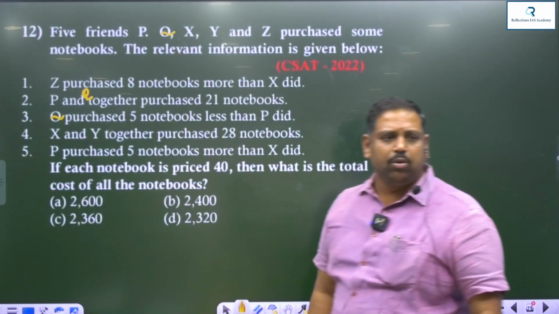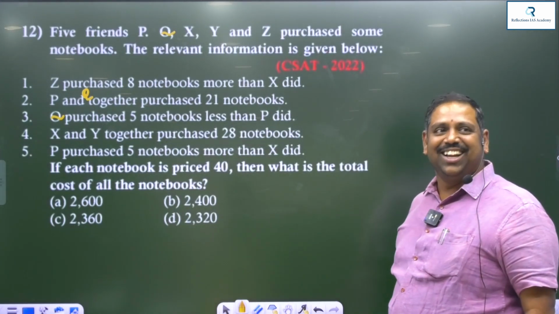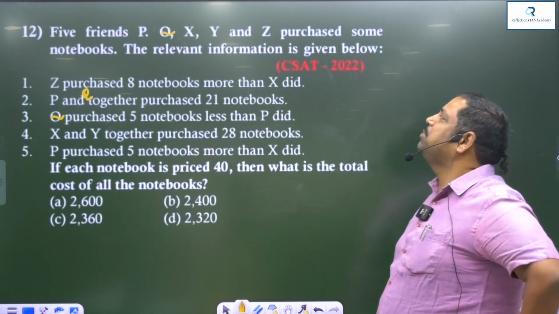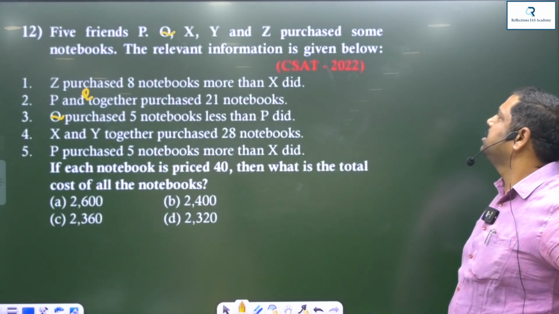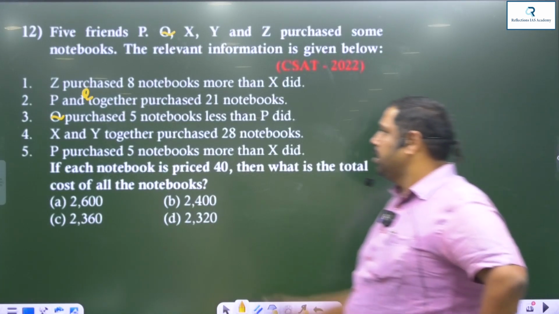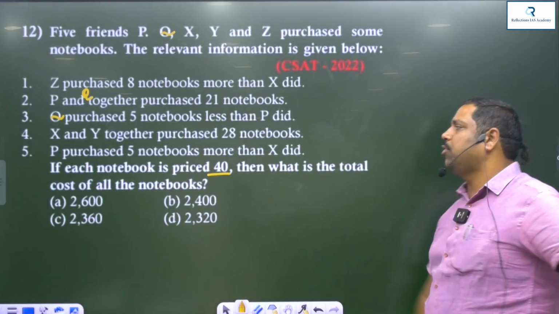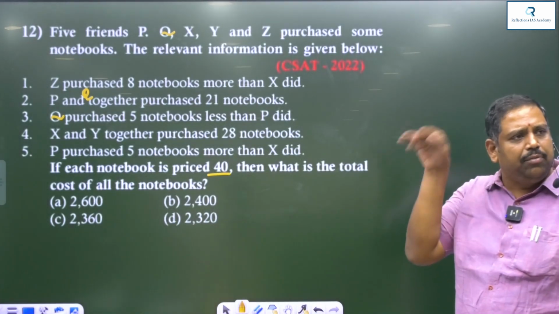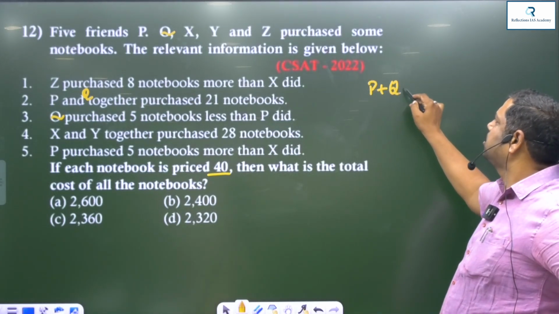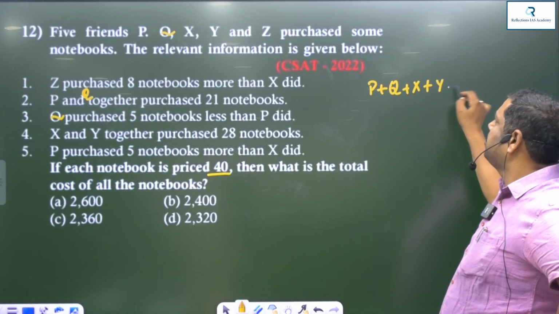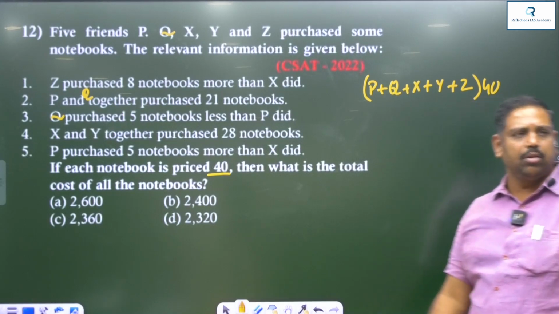Okay, good. Here no add score. No add score. I have given the corrections. Right. 5 friends P, Q, X, Y and Z purchased some notebooks. The relevant information is given below. Okay. Keep it aside. If each notebook is priced at 40, then what is the total cost of all the notebooks? All the notebooks means the number of notebooks purchased by P plus Q plus X plus Y plus Z into 40. Yes or no? Got it?